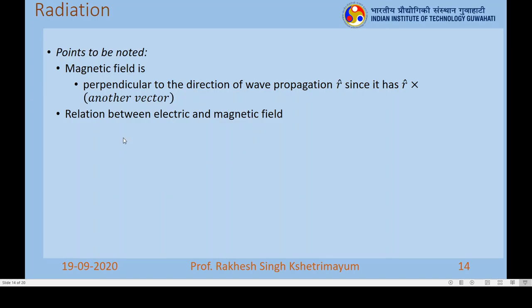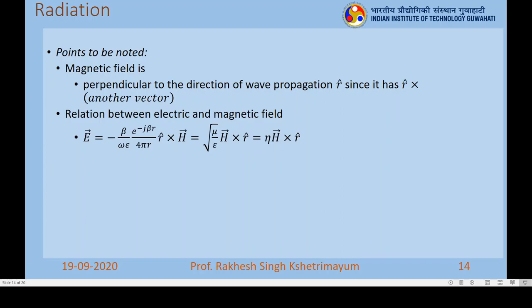You can also find out the relation between electric field and magnetic field. We have the expression for electric field and magnetic field. If you closely look, electric field is simply square root of mu by epsilon, cross product of magnetic field with the radial vector r.